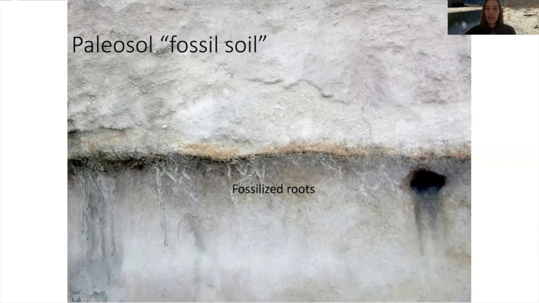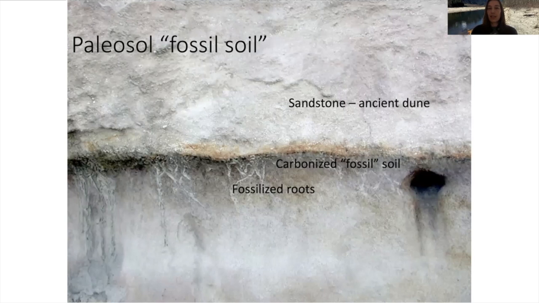Just above the fossilized roots, you'll see the black line. That black line is carbonized fossil soil. The soil, which is extremely organic rich in that upper portion where the roots were, when it gets lithified into rock, it's reduced to its elemental carbon, and it's just now a carbon line within the rock. And then above that, and above the iron staining, you can see this white granular looking material, and this is a very pure quartz sandstone.